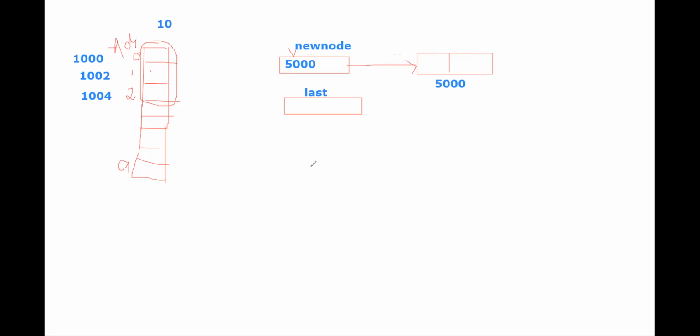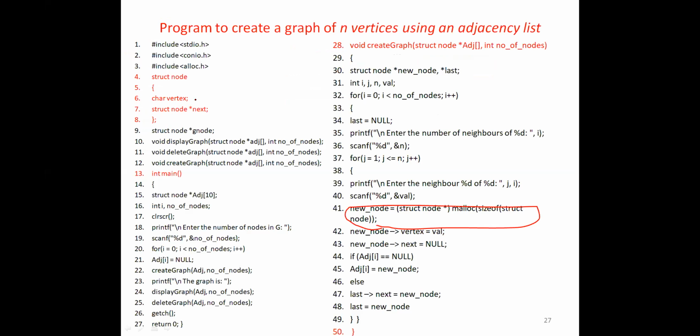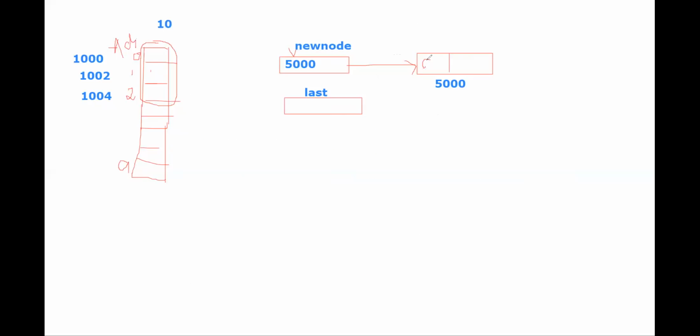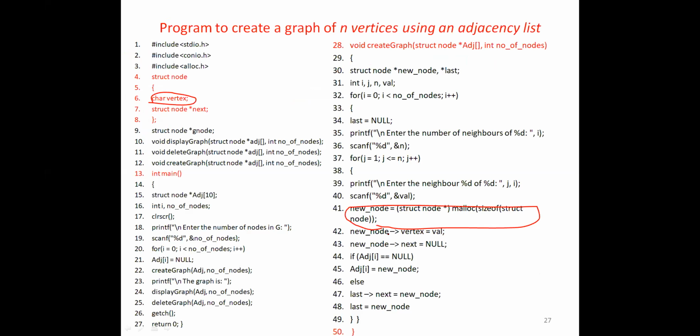It can store only a character. So for the character vertex, I can put A, and the next is what? Now it should be null, because there is no other pointing, right? So that's it. The vertex value is given to the new node's vertex field. Then null we have passed to the next field. Okay, done.